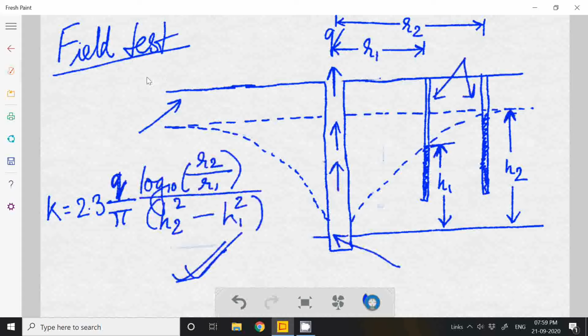In the next video I will discuss another field test which is a little bit different from this one, and the equation is mostly the same but a little bit different. So I want to keep that for the next video.